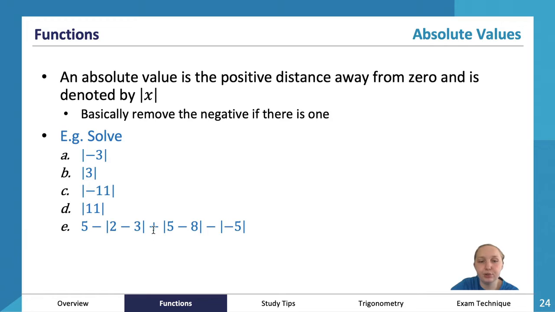And then we've got 4 plus the absolute value of 5 minus 8. So 5 minus 8 is going to be equal to negative 3. The absolute value of that is just going to be equal to 3. So then 4 plus 3 equals 7, minus the absolute value of 5. So 7 minus 5 is going to give us 2. And that's pretty much how you use the absolute value.